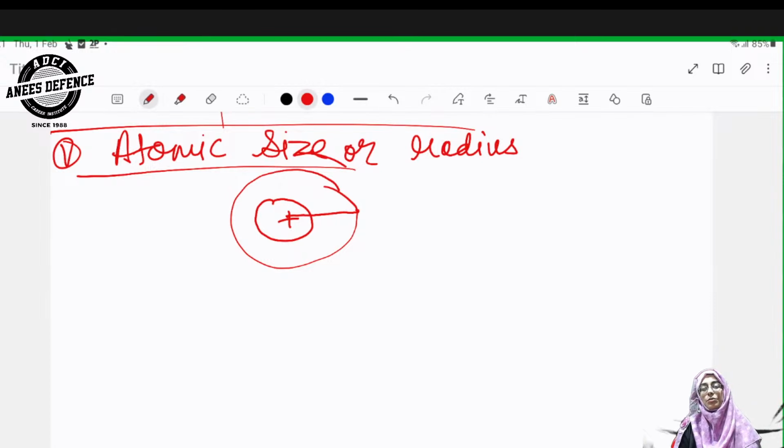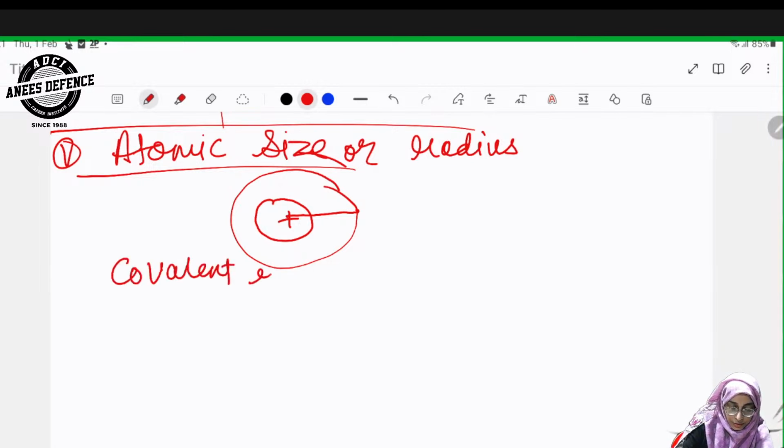First you should know what is an ionic bond and a covalent bond. An ionic bond is a bond formed by the transfer of electrons. A covalent bond is formed between two elements of the same electronegativity by the sharing of electrons. So, for atomic size, we'll discuss the covalent radius first.